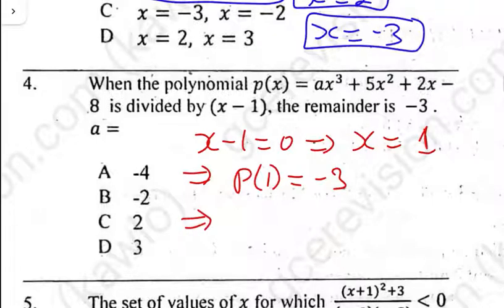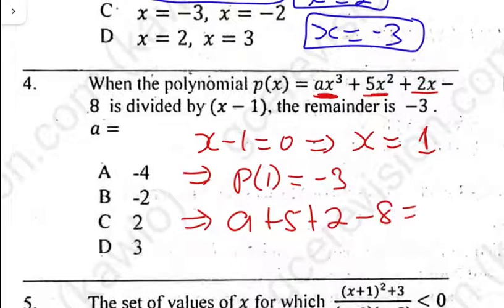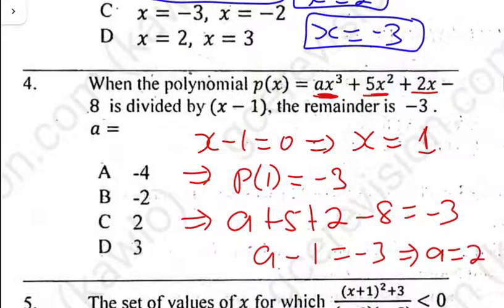So when we substitute 1 here, we are going to have a plus 5 plus 2 minus 8. That should be equal to negative 3. So we have a minus 1 equals negative 3, implying that a equals negative 2. So we have a equals negative 2.